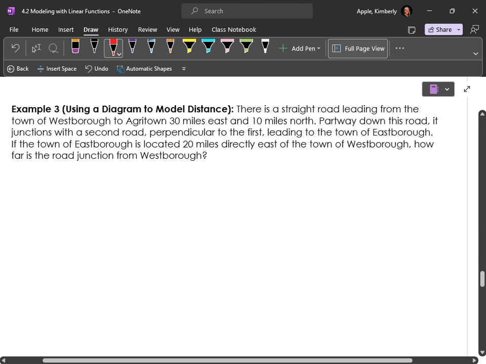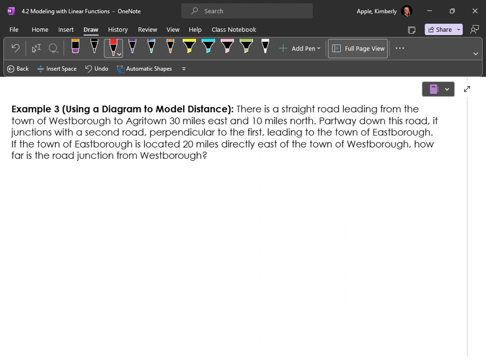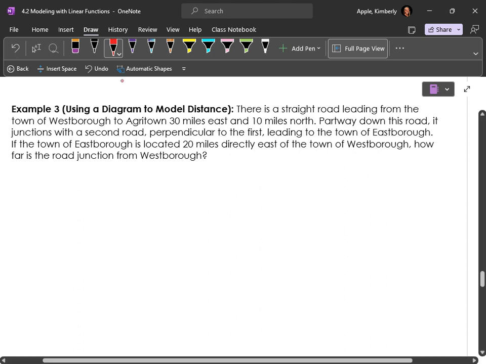Okay, so using that, let's use a diagram to model a distance. One of the tools that we can use when we're modeling a scenario like this is a coordinate grid. Notice this is talking about a straight road leading between these different towns, and these towns are in the cardinal directions. So we can draw a coordinate grid. I'm going to draw a big one here, and of course, this would be due north, due east, due south, and due west.